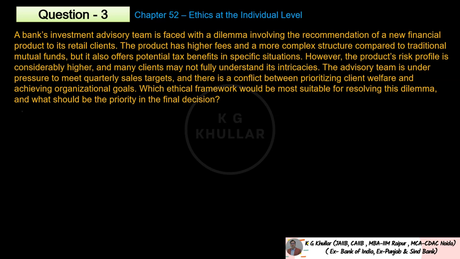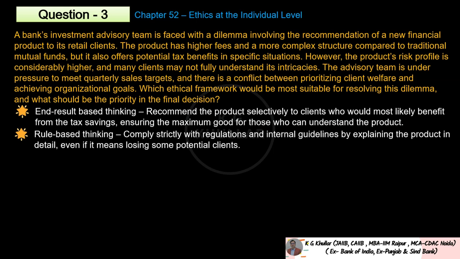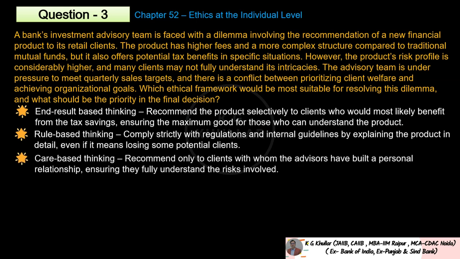That is, first option is end result based thinking, and the priority is recommend the product selectively to clients who would most likely benefit from the tax savings, ensuring the maximum good for those who can understand the product. Then second option B is rule based thinking, and the priority is comply strictly with regulations and internal guidelines by explaining the product in detail, even if it means losing some potential clients. Then third option C is care-based thinking, and the priority is recommend only to clients with whom the advisors have built a personal relationship, ensuring they fully understand the risk involved.